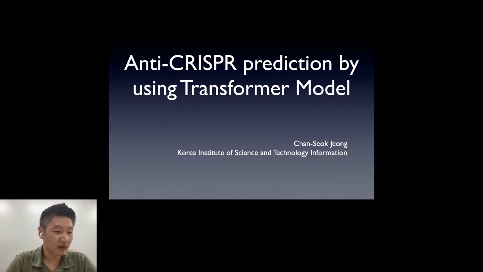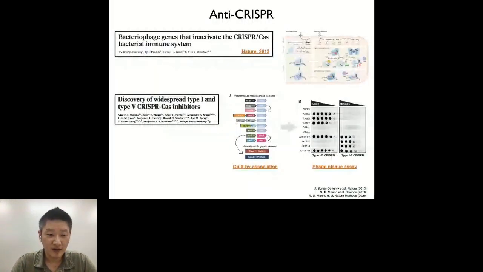I'm going to talk about a transformer-based method for predicting anti-CRISPR function. Anti-CRISPR is a bacteriophage gene that inhibits the bacterial CRISPR-Cas system and interferes with the bacterial immune function. It is also highly likely to be utilized as a natural switch to control CRISPR-based gene editing technology. For this, it is important to discover new anti-CRISPRs, and computational technology can be utilized for efficient screening.